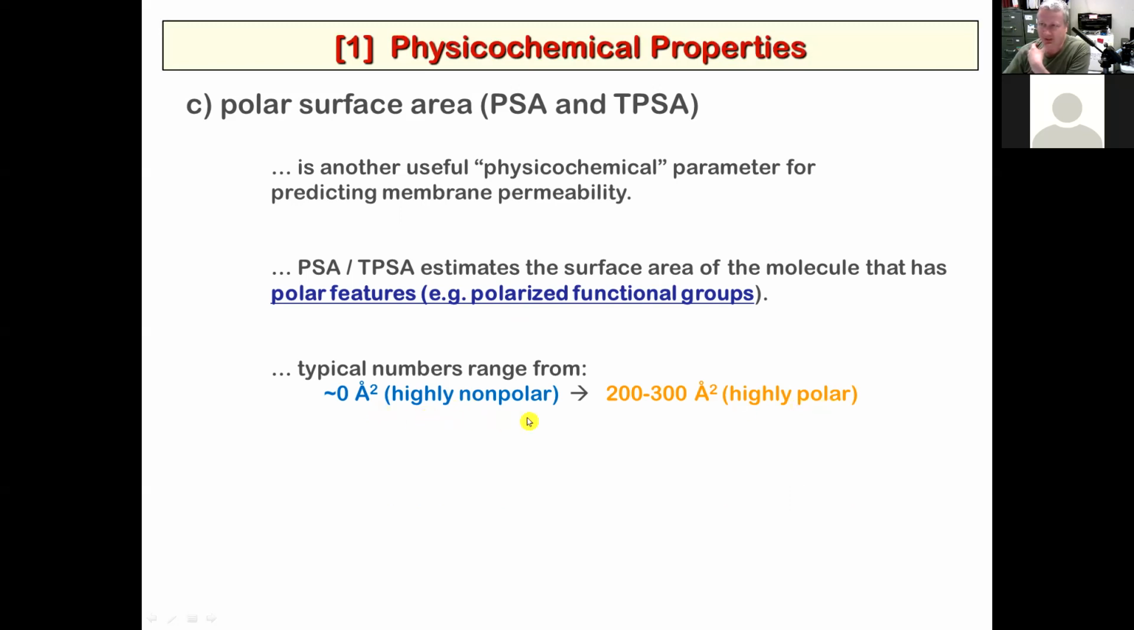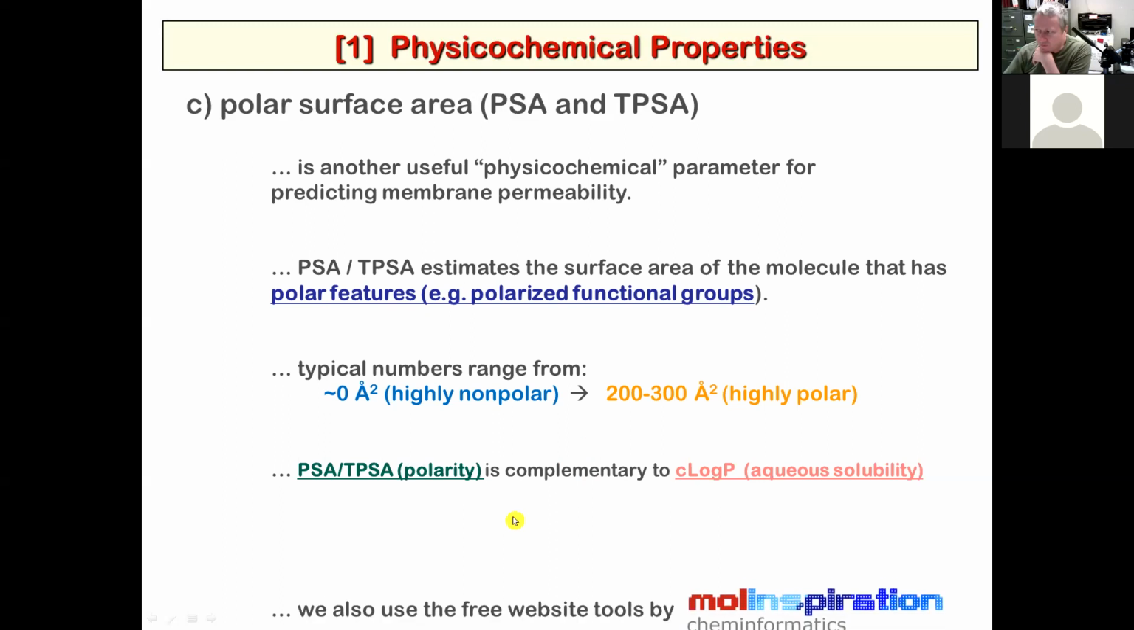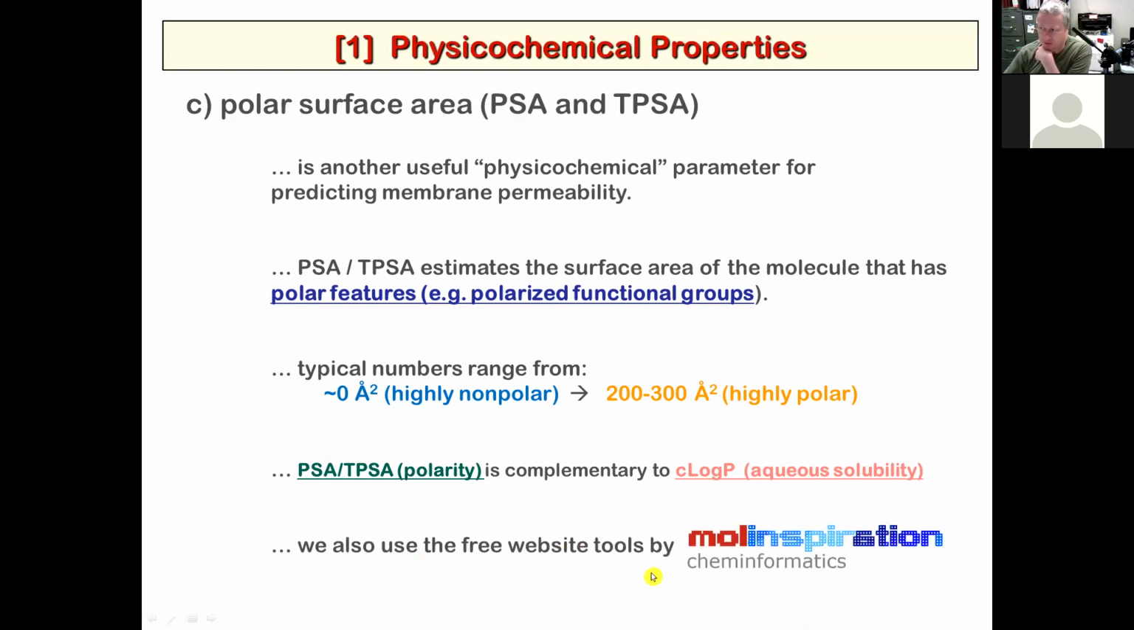So this inversely relates to the log P, because with log P the big numbers were greasy, like cholesterol. Yeah, complementary and inverse to log P. We can also use a free tool on the Molinspiration website. We'll do that later. So it's easily calculable either through proprietary tools you can purchase or these free tools on the web.